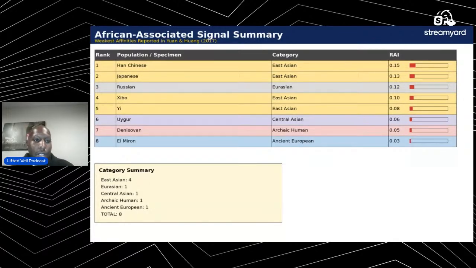Again, weakest affinities found in this study: Han Chinese, Japanese, Russian again. So this is how we know that this is a different Russian. These are melanated Russians, because this was a specimen found in ancient Russia. The date was estimated to be 65,000 years ago.